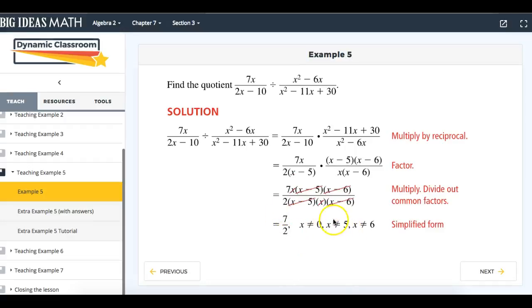And again, the values that we can't be, if you go back here, we can't be 5, we can't be 0, and we can't be 6. So our x values are limited to that.